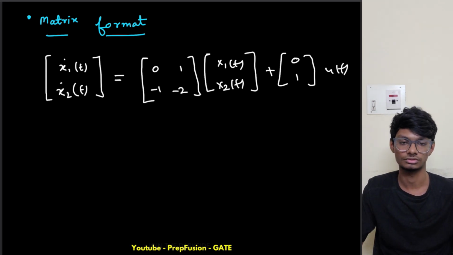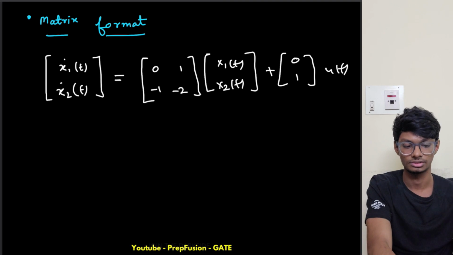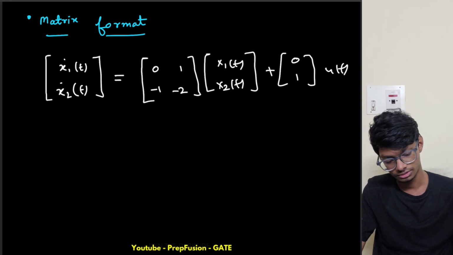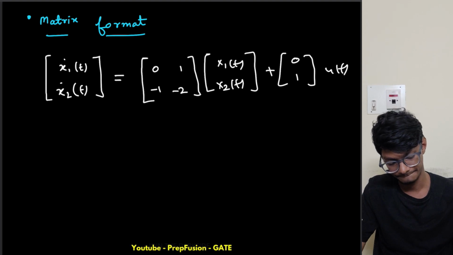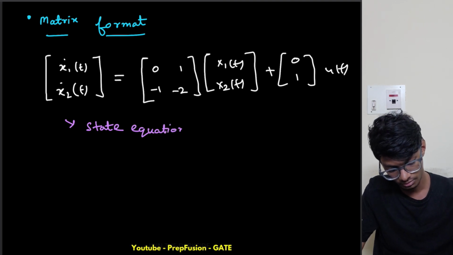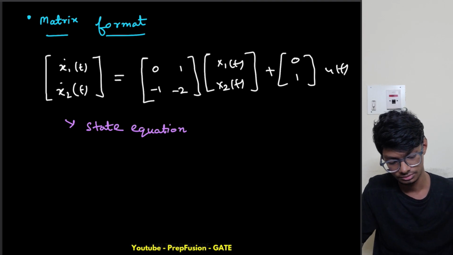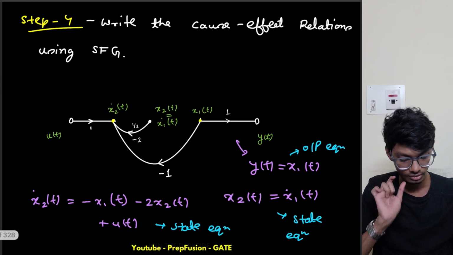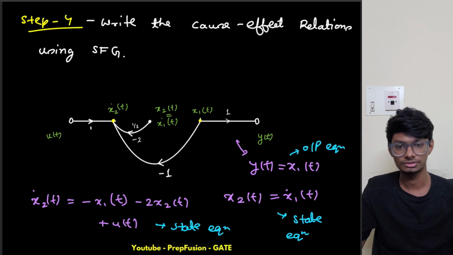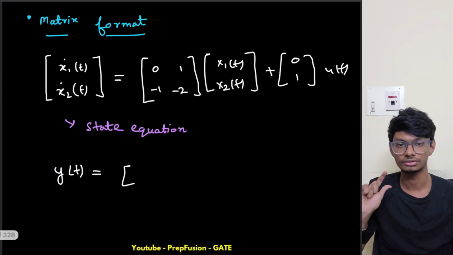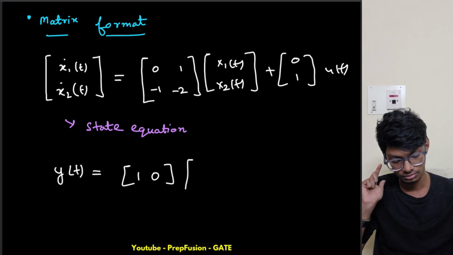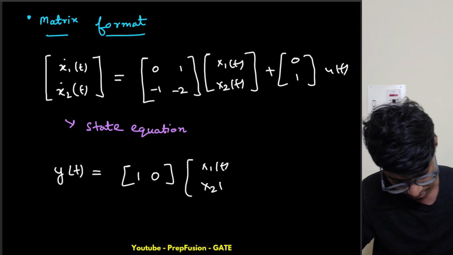How am I writing the orders? All those things we'll understand in state space representation, in the next lecture itself. So this is the state equation. And what is our output equation? My output equation, y of t, how is it related with the state variables? It is not related with x2, it is only related with x1. So 1 0 times x1 of t, x2 of t. Let me write this properly.